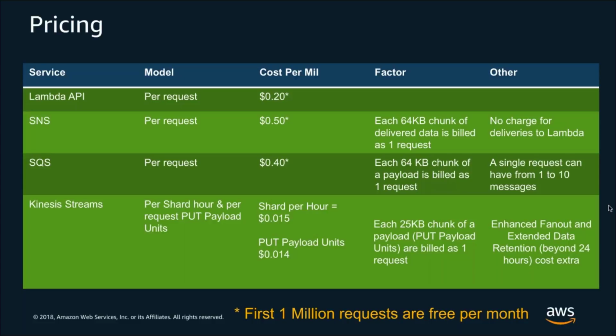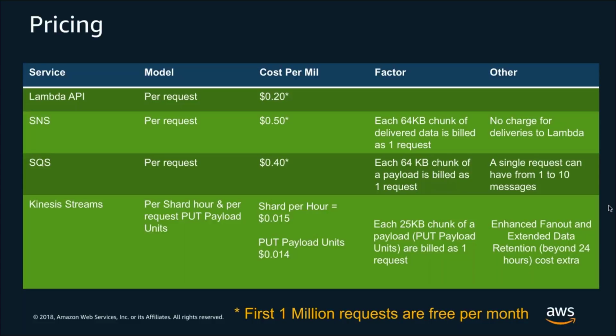Similarly, with Kinesis streams, you'd be paying again for the shard per hour, as well as something that's called a put payload unit. And so you see here under the factor column what a put payload unit represents. Depending essentially on the size of the payload being pulled out, the units for that have a given cost, as well as then the Lambda function invocations.